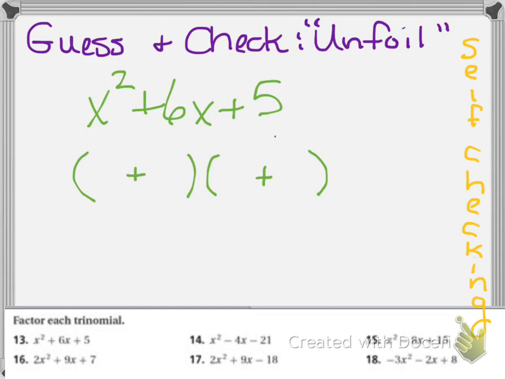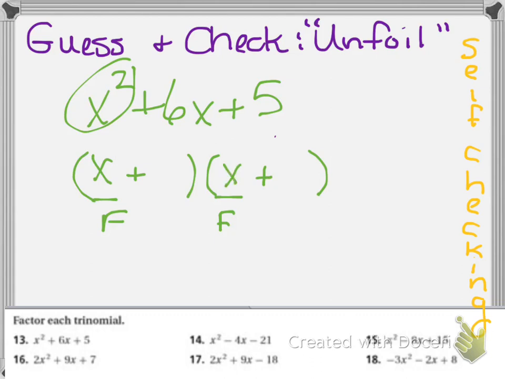All right? So we're going to take this trinomial, we're going to factor it into two binomials, and we're going to use the guess and check method. Okay? Now we know that the first items of each binomial always give me my first term in my trinomial when I FOIL, correct? So what times what is going to give me x squared? X times x. So that part's easy.